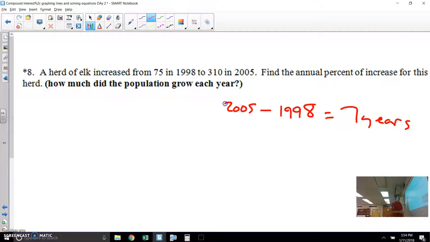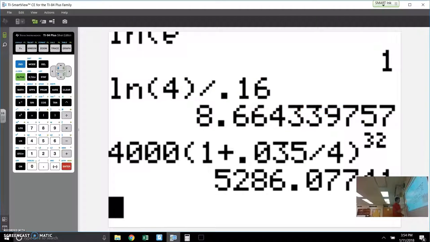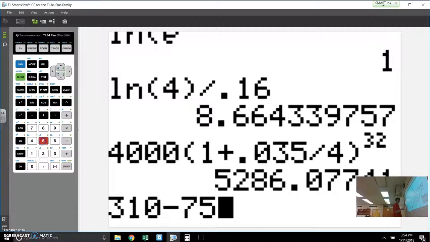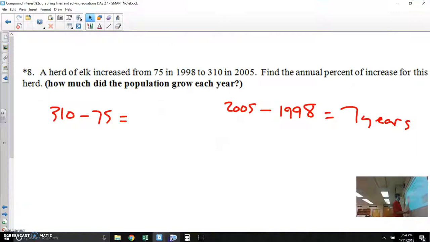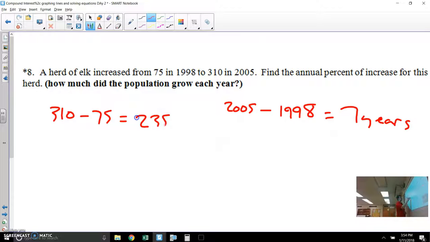And in terms of the change in the elk, well, it's gone up significantly, in my opinion. 310 minus 75, we've seen an increase of 235 elk, not elves, Mr. Turner, elk. But it took 7 years. It didn't all happen in 1 year. It took some time. So when it says find the annual, that means yearly. Okay. Find the yearly percent of increase for this herd.